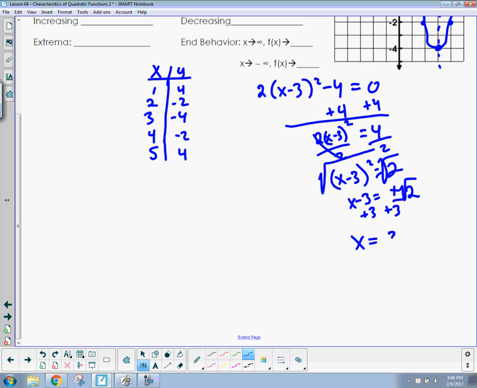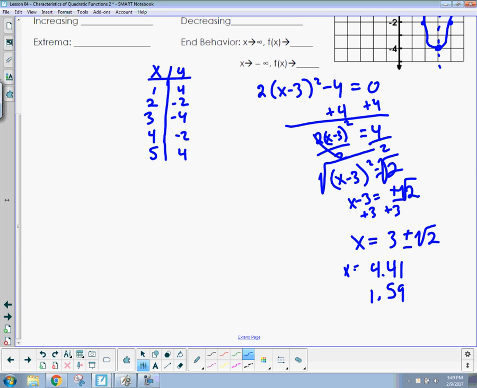Well, that does me no good as far as where it's at on the graph. So I'm getting my calculator, I'm punching 3 plus root 2, and I get 4.41 for one of them. And then for the next one, I'm just going to go up and change that positive to a minus sign. And then I get 1.59. These are my two zeros.